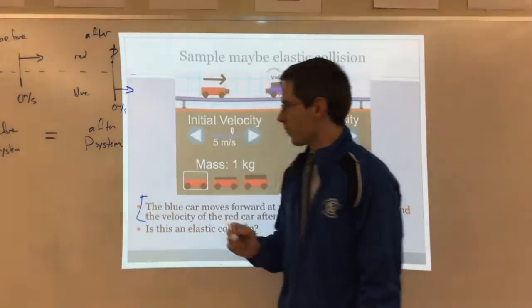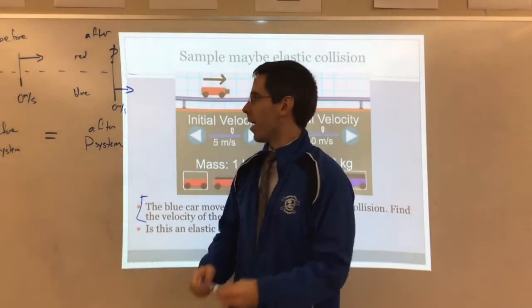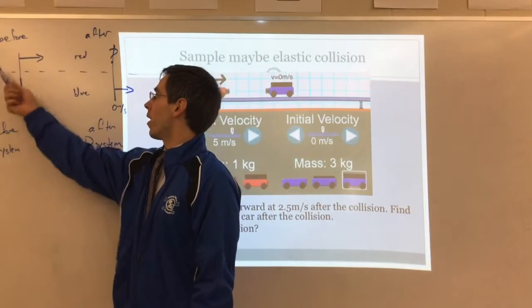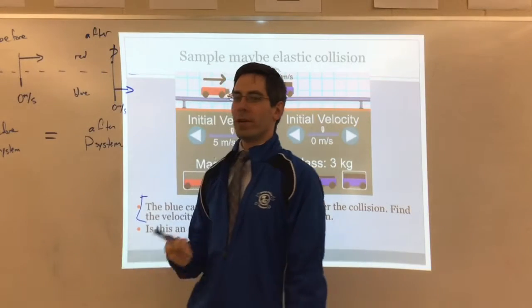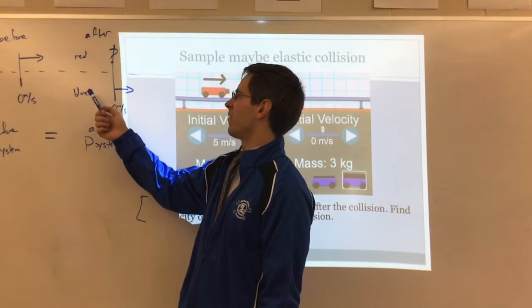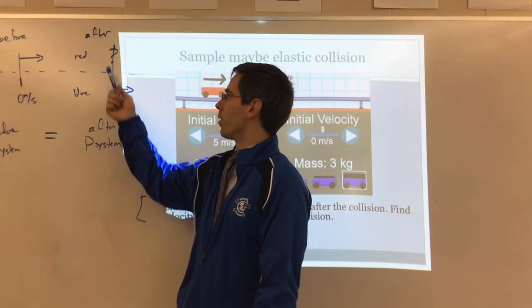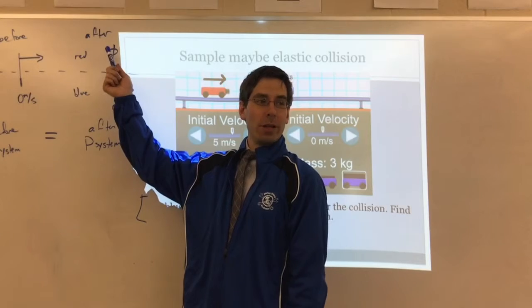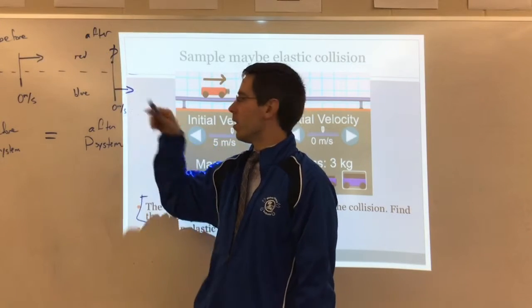So this will get you started. You've got your red and blue car as your system before and after the collision. We know the red car is initially moving, and the blue car is not. After the collision, we know the blue car rolls forward; the red car, we're not really sure where it's rolling. That's what we're finding out, so this is our unknown.